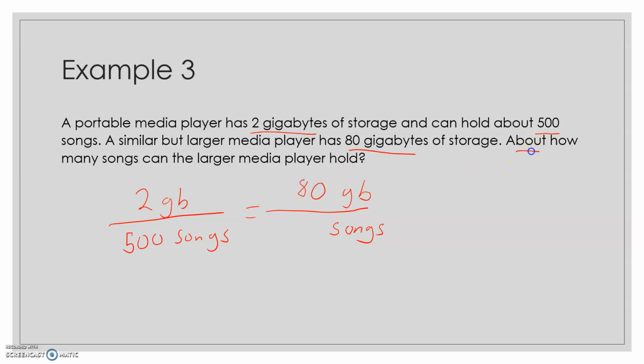And the question asks us about how many songs, right? That's the part we don't know, and because we don't know, we're going to put a variable there. You can choose whatever variable you want. I like to choose variables that make sense so that when we are done, we know what they actually mean. And so I'm going to go ahead and call songs S songs. And we want to know how many S songs can the larger media player hold.